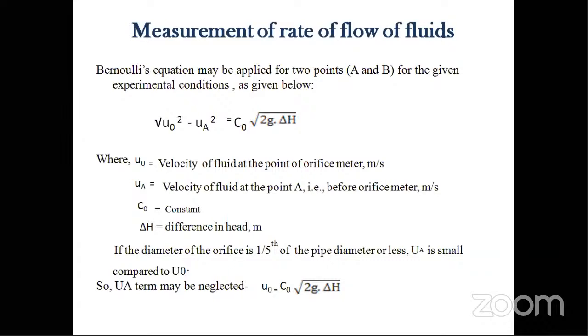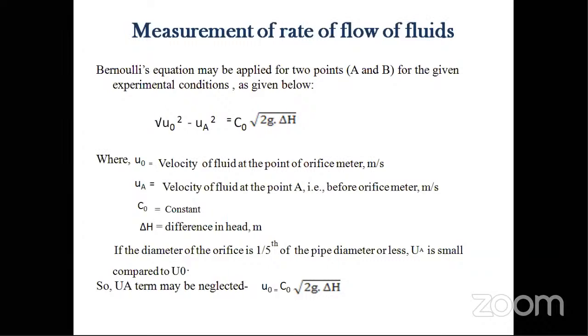Both are maintained in identical conditions. So whenever they are maintained in identical conditions, both contain positive pressures in the manometers. So U0 to UA, they contain the positive pressure in the manometer because they are identical. And so U0 equals a constant C0 times the velocity at the vena contracta, or the narrower portion of the pipeline. It is C0 root over of 2g into delta H.